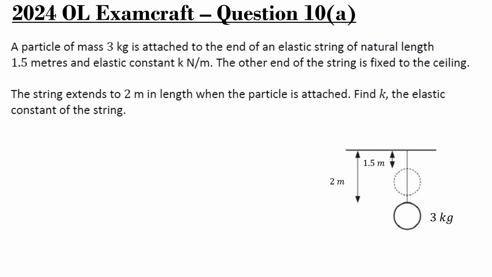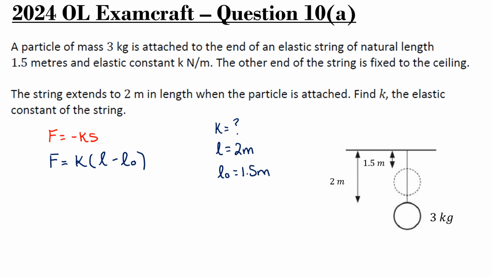So here's our scenario. So our formula is F equals minus Ks. We're going to ignore the sign because we're focusing just on the magnitude, and instead of our displacement, we're going to use L minus L0. So our K is what we're looking for. Our length is 2 meters. Our natural length is 1.5 meters, and we need to figure out our force.